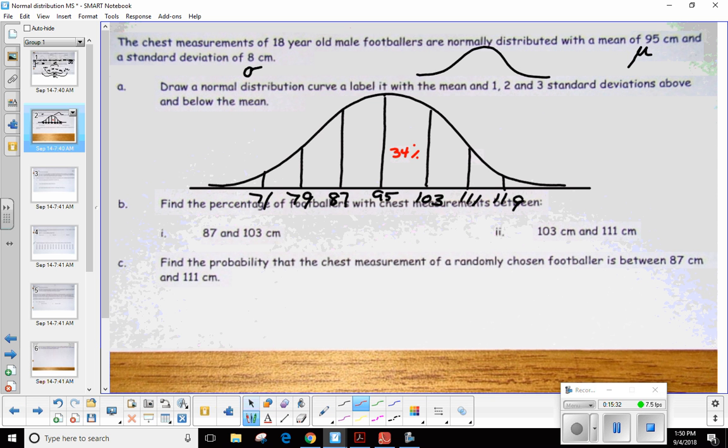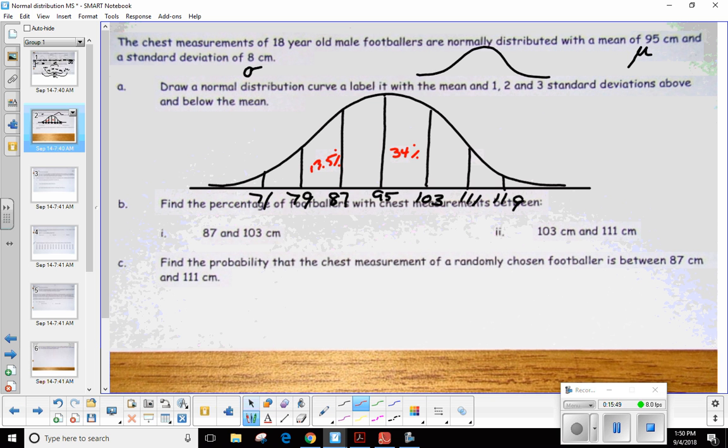Okay, very good. Evelyn, what percentage of the data would be between 79 and 87? 13. 13 point something. We're so close. 5. There we go. 13.5%.